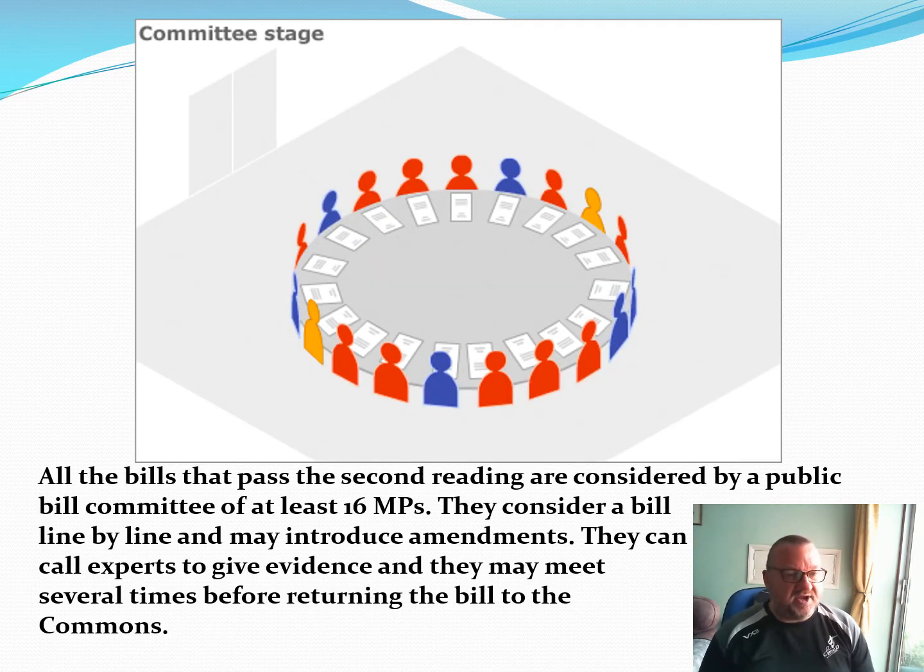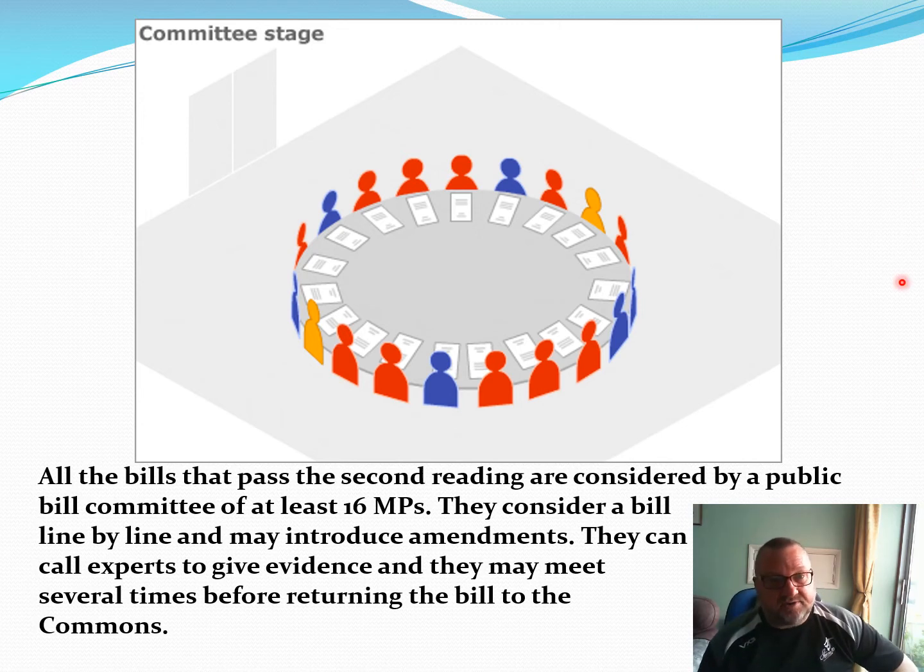At the committee stage, all bills that pass the second reading are considered by a public bill committee. That's got to be at least 16 MPs, and the bill is gone through line by line, and that's when amendments come in. And they can also call experts to give evidence, and they may meet several times before returning the bill to the Commons.